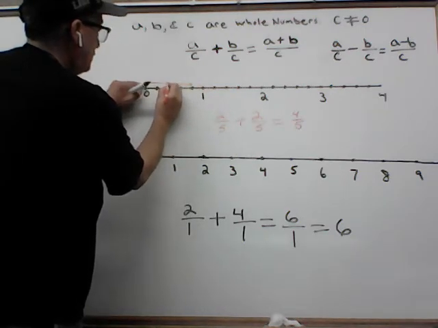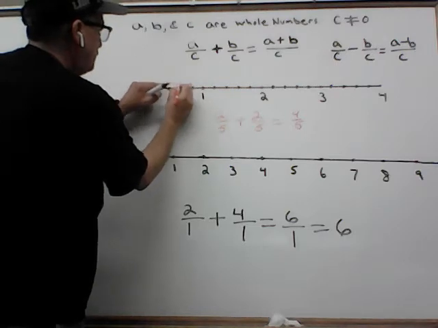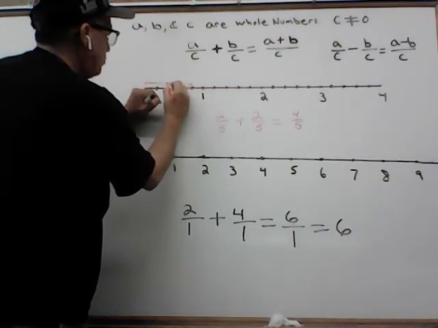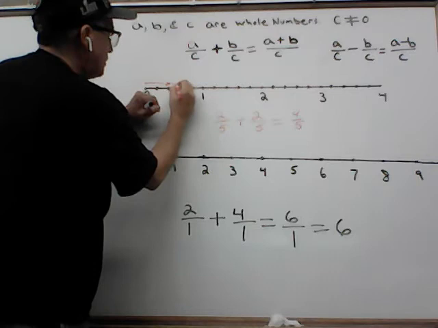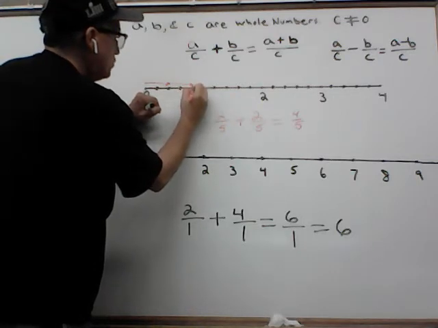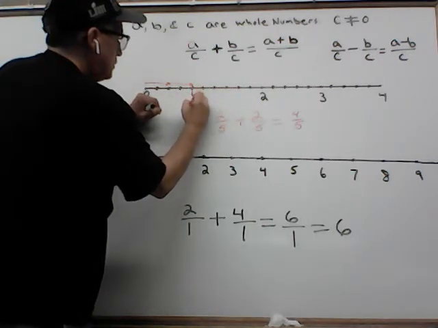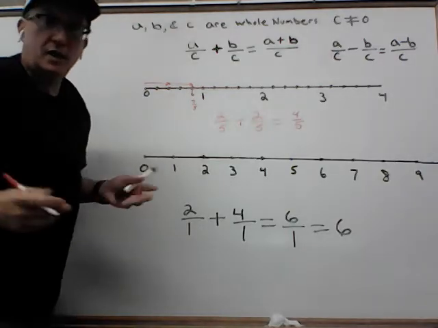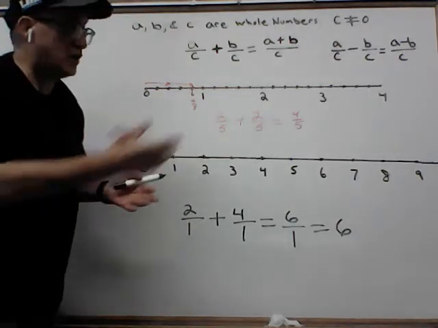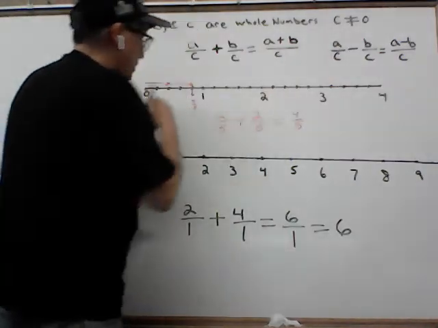Imagine a copy of this 2/5 being picked up and shifted over so that it's point for point, end point to beginning point, and then of course the sum is right on top of 4/5. It's not on top of 4 way down there, it's on top of 4/5.